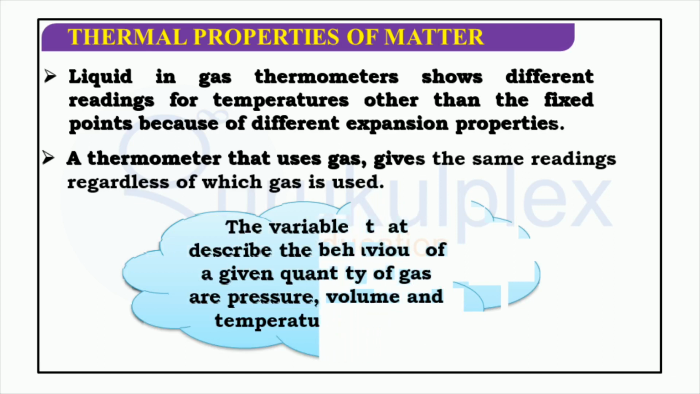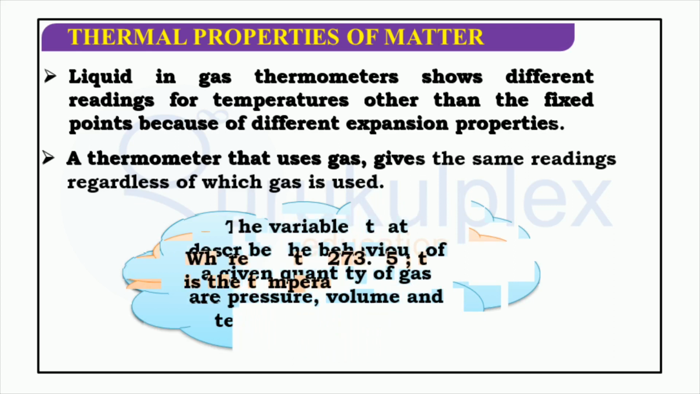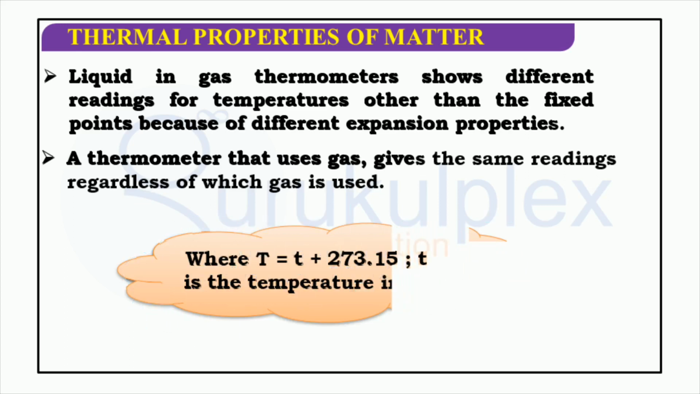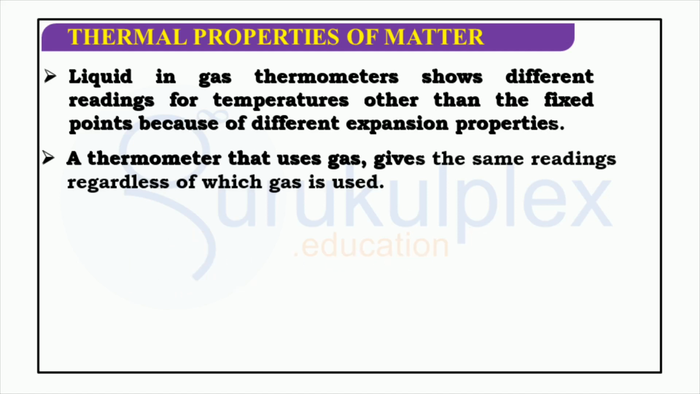The factors that influence the behavior of these gases are pressure, volume and temperature, written as P, V, T. The temperature, T, can be expressed as T plus 273.15, where t is the temperature in degrees Celsius.